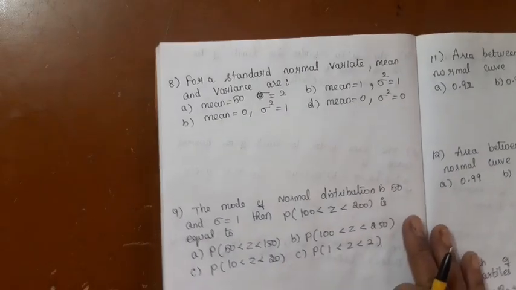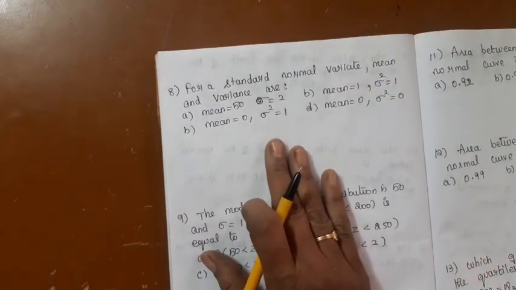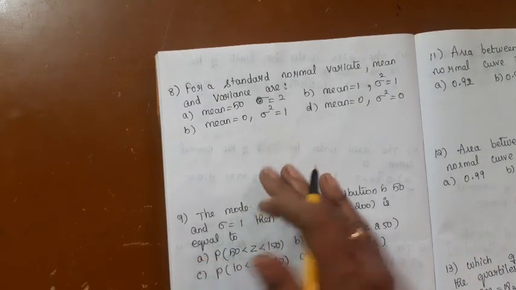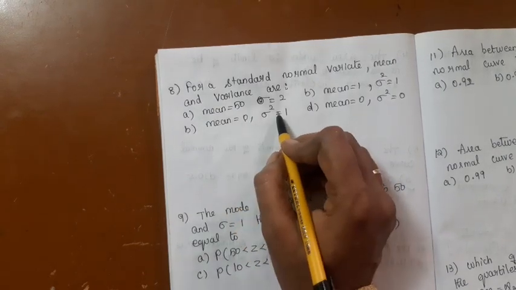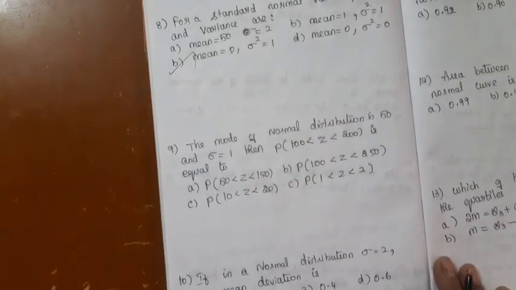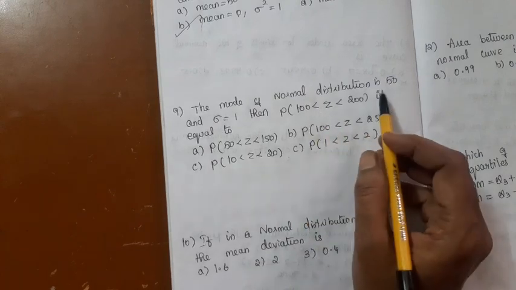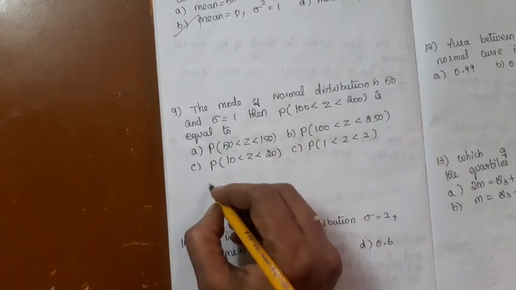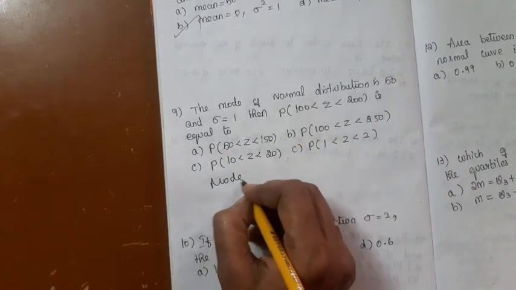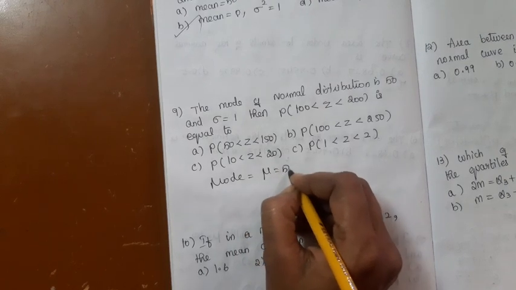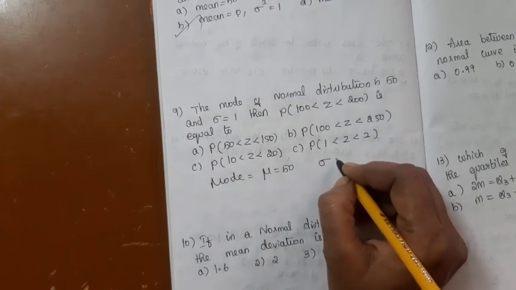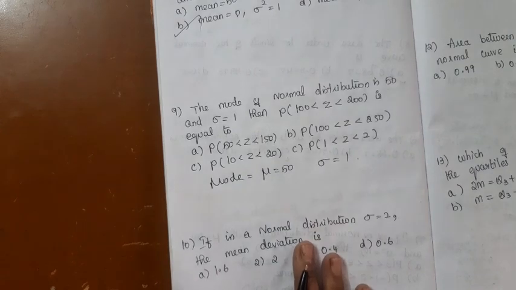Okay. Come to the next question. For a standard normal variate, what is the mean and variance? Mean is equal to 0 and variance equal to 1 is the correct option. Mode of a normal distribution is 50 means what? Mode is 50 means you can understand mu is equal to 50, because mean, median and mode coincide, and sigma is equal to 1, right?